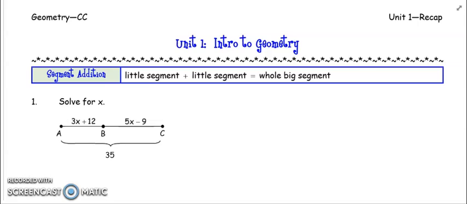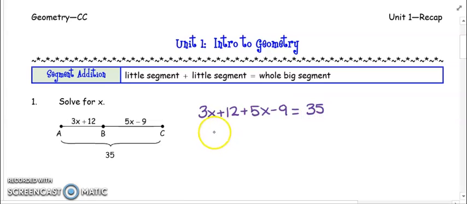So, several important topics that we had from Unit 1, the first one being segment addition. Segment addition told us that the little segment plus the other little segment was going to be equal to the whole big segment. So, for number 1, I could go ahead and set up 3x plus 12 plus 5x minus 9 and set that equal to 35.